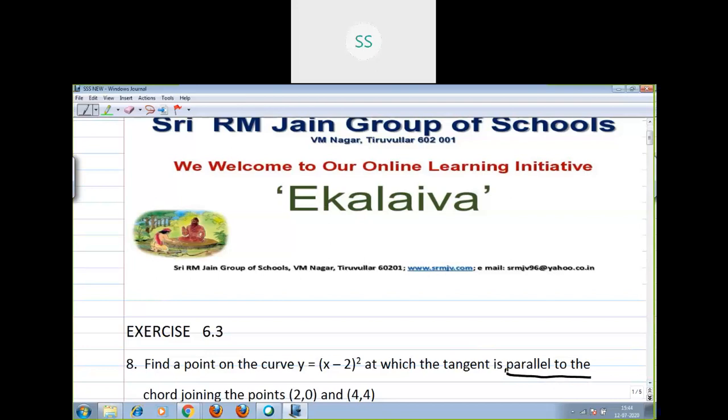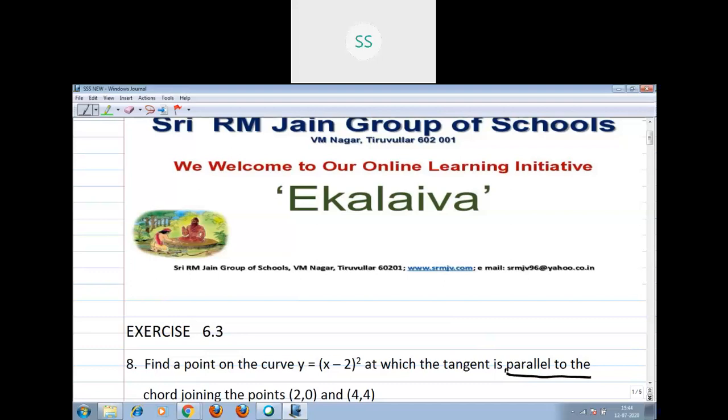If the things are parallel, what is the slope condition? Slopes are equal. That means slope of the tangent equals slope of the chord. The tangent is a line and the chord is also a line, so those are parallel. Parallel means slopes are equal.